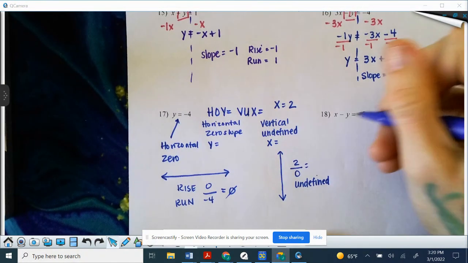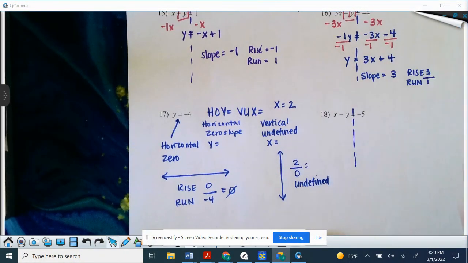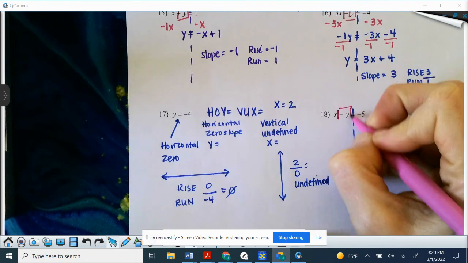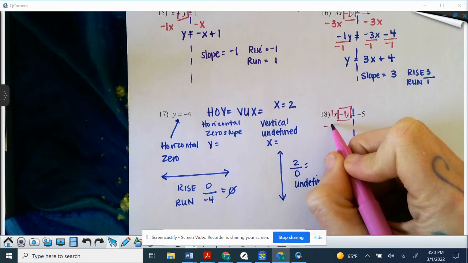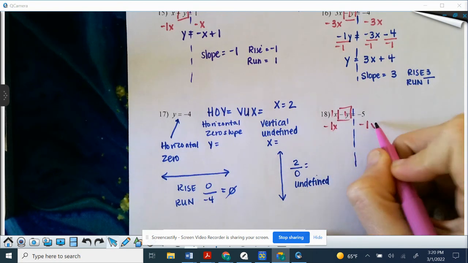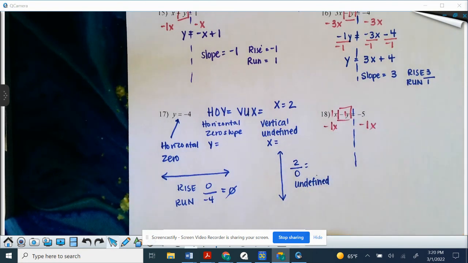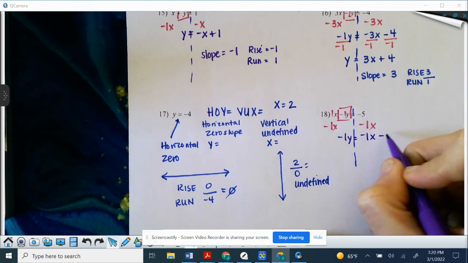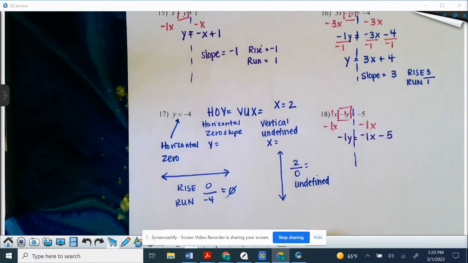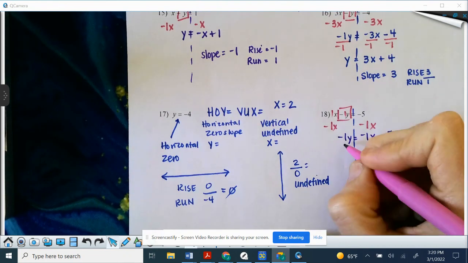Last but not least, we have that negative 1y. We have a 1x. We need to move that x. We're going to subtract 1x from both sides, which is going to give me a negative 1y equals a negative 1x minus 5. Y is not by itself yet, so we're going to divide by negative 1.